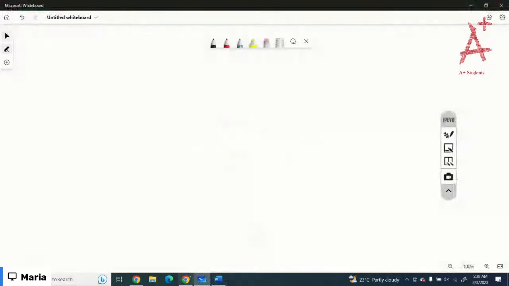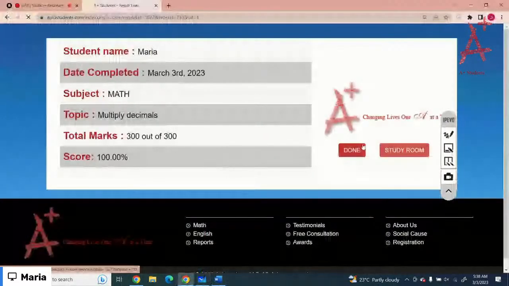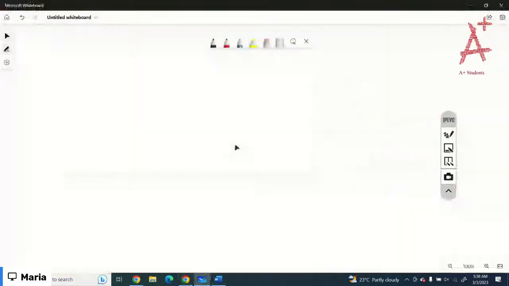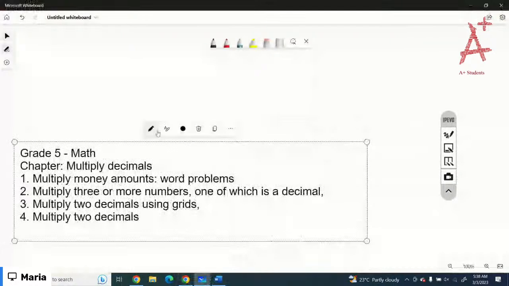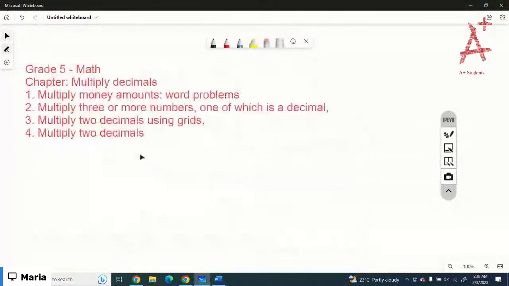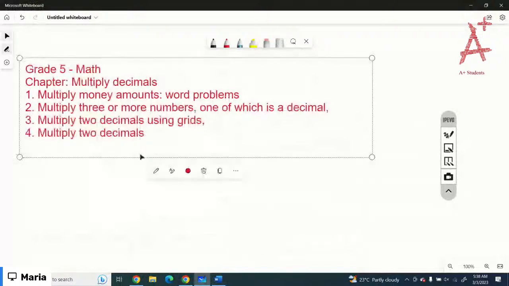So we were working on the grade 5 maths. The chapter we were working on is multiply decimals. And the lessons we have covered today are multiply money amounts, word problems, multiply three or more numbers, one of which is a decimal, multiply two decimals using grids, and multiply two decimals. So if you have any question, you can ask. I'm here to answer all your questions and confusions if you have any. So please ask if you have any question.